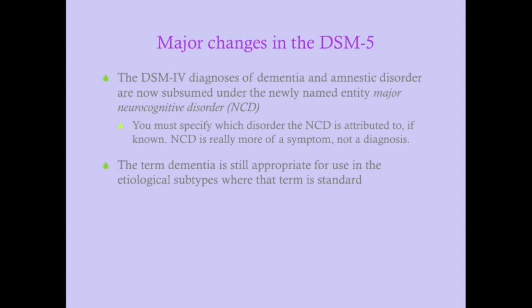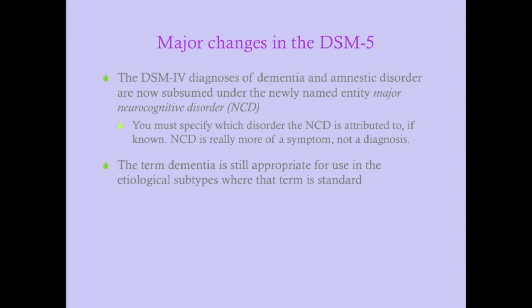Hello again, everybody. We're going to talk here about the neurocognitive disorders. This has been renamed just very slightly from the DSM-4-TR to the DSM-5. We used to call these cognitive disorders. Now we call them neurocognitive disorders. So really not much of a difference there. The major change is that we have collapsed the diagnoses of dementia and amnestic disorder. They used to be separate diagnoses. Now they are subsumed under the newly named entity major or mild neurocognitive disorder, NCD.